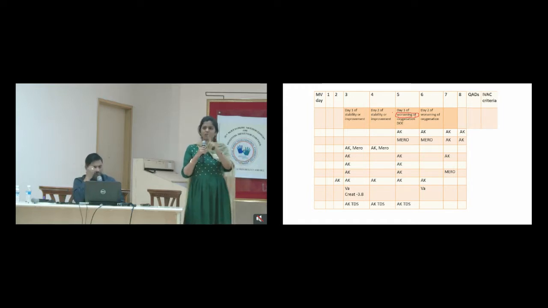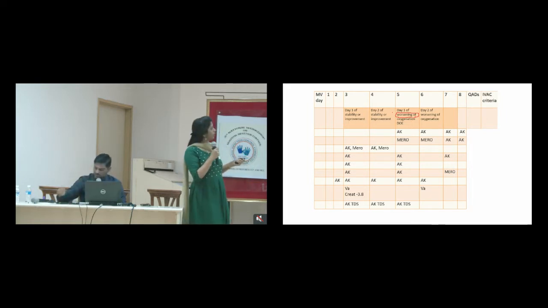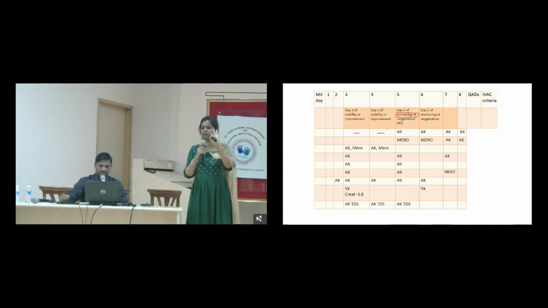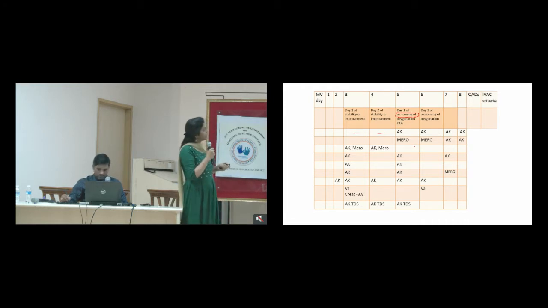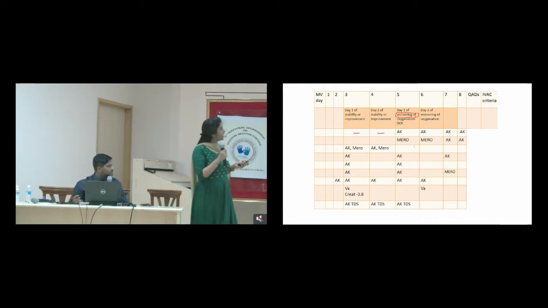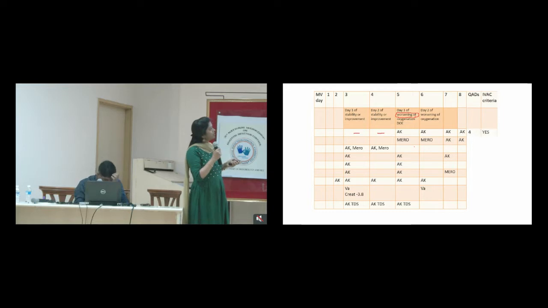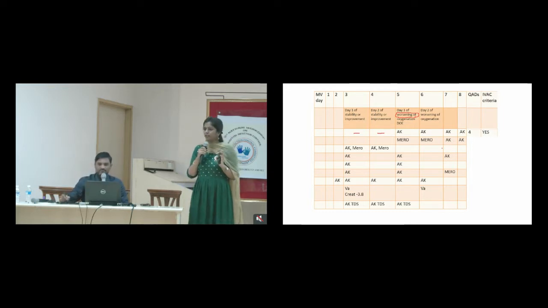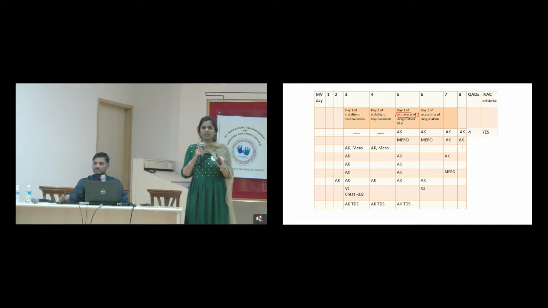The first rule is that it has to be started in the VAE window period. Second, it should not have been given in the preceding 2 days. So amikacin was not given in the preceding 2 days, so it is a qualifying antimicrobial agent. It is given for 4 consecutive days, so the number of QADs is 4 and it can be used to fulfill the IVAC criteria. Clear? The first example is clear.